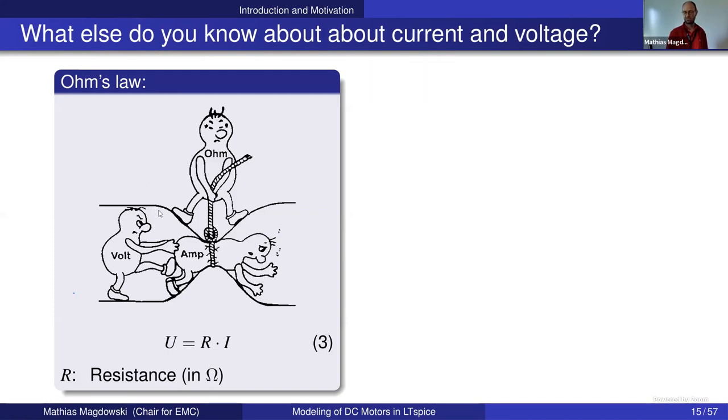Okay. So the voltage, the force of the source, is trying to push the current through some conductor, through some wire, and the resistance is like pulling back, hindering the current. Okay. So, something else that you know about current and voltage?